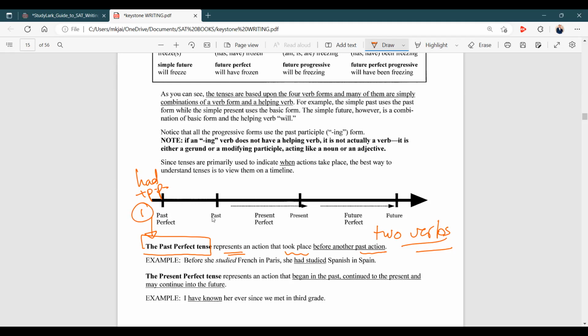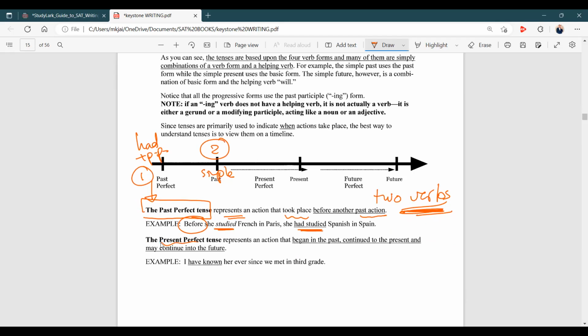And the action is over. And then simple past, which is the second action. I went to sleep. Whenever we have the past perfect, sometimes we have before, sometimes not, sometimes we have after, but check that you have more than one verb. All right. What about the present perfect tense?